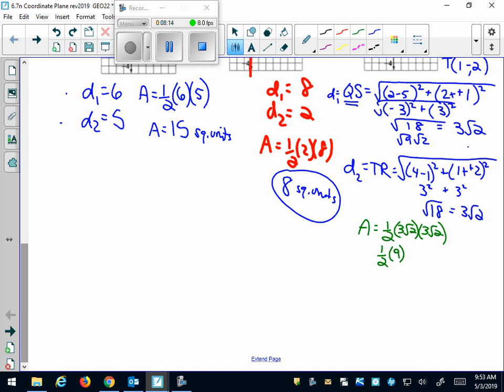And what's root 4? 2. Right? You've got root 2 times root 2 is just 2. Remember, you don't really have to think of it as root 4. Just remember, the square root of something times the square root of that same thing is that number without the radical. So root 2 times root 2 is just 2. So you've got 1/2 of 9 times 2 is just 9. 9 square units.